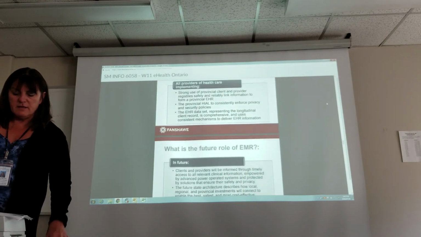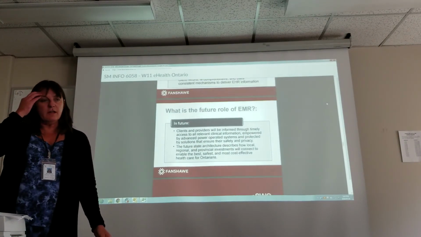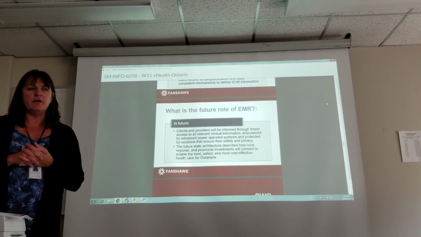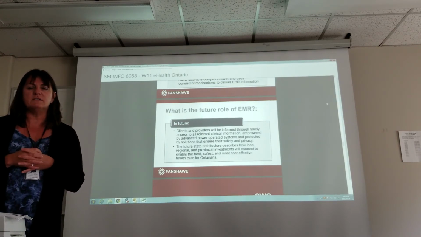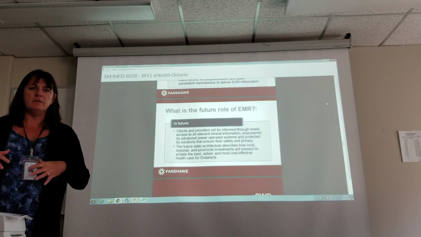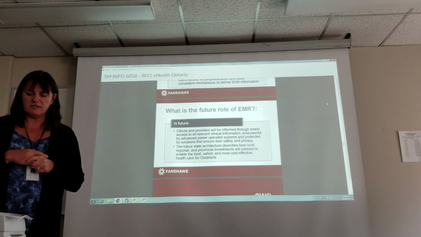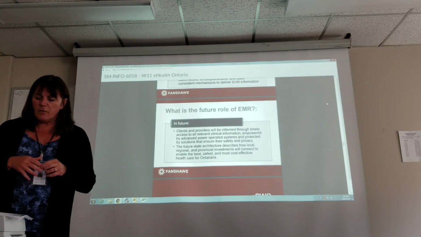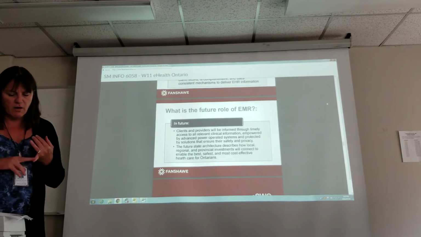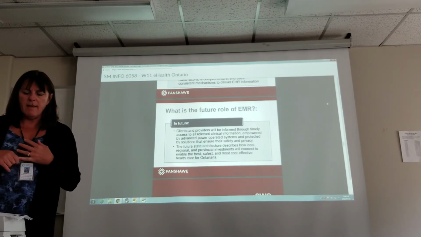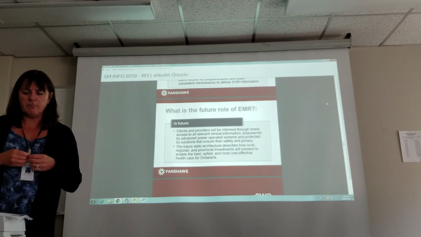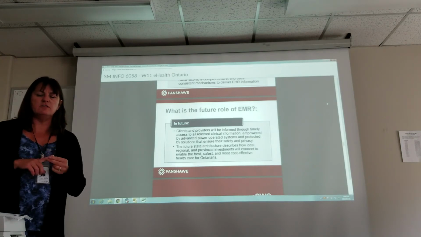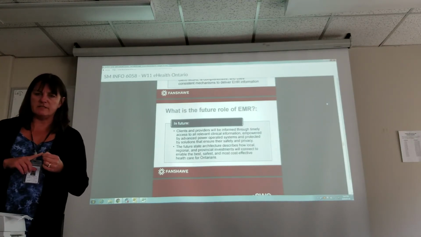Next slide, please. The future. The future is vast. There's lots of opportunity for improvement of the electronic health record system, for additional elements to be added to the electronic health record system, and to connect people. So clients and providers will be informed through timely access to all relevant clinical information, empowered by advanced analytics, and protected by solutions that ensure their safety and privacy.